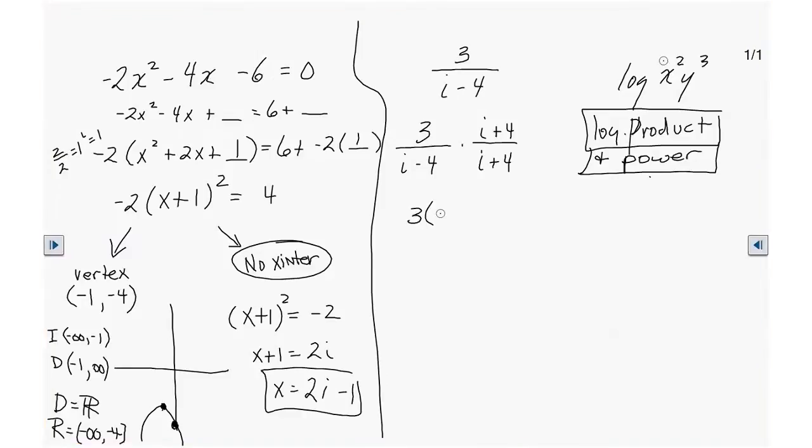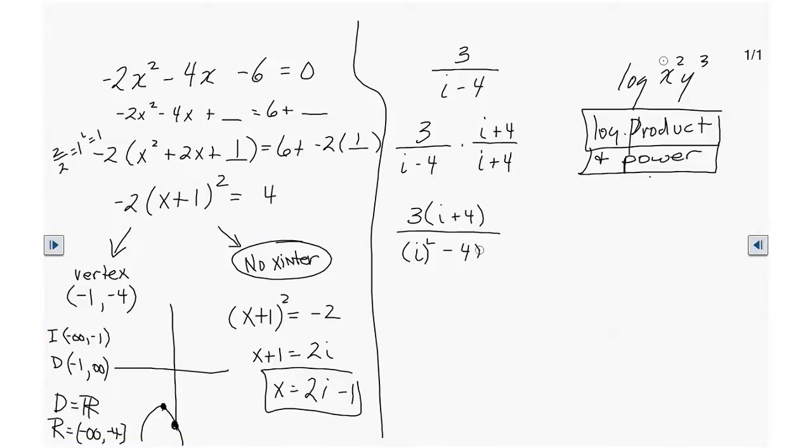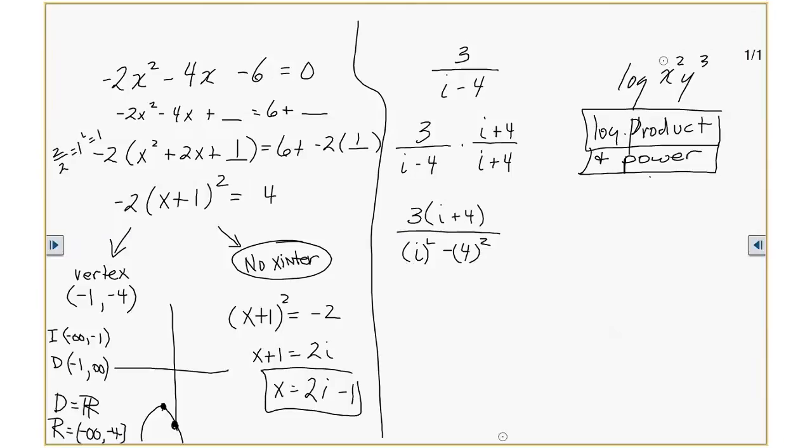Three times i plus 4 over i squared minus 4 squared. Shortcut number what?